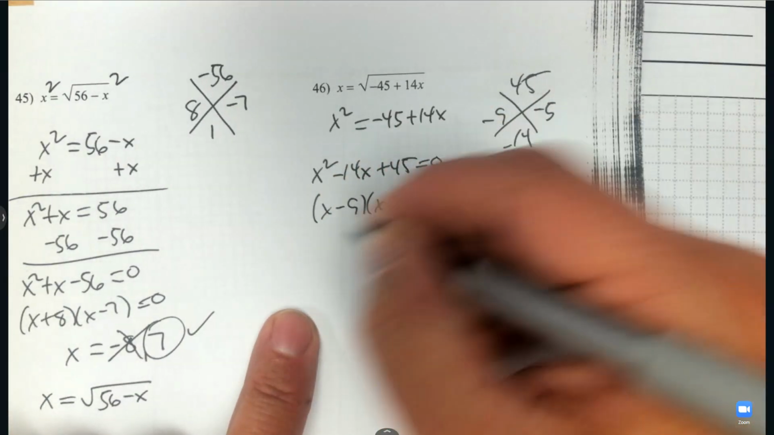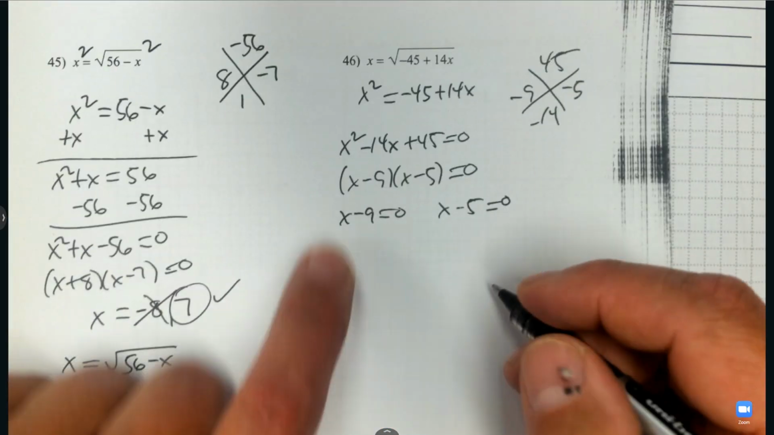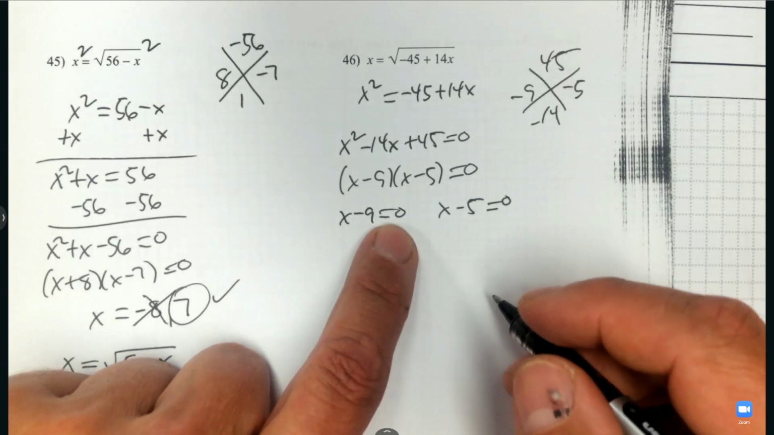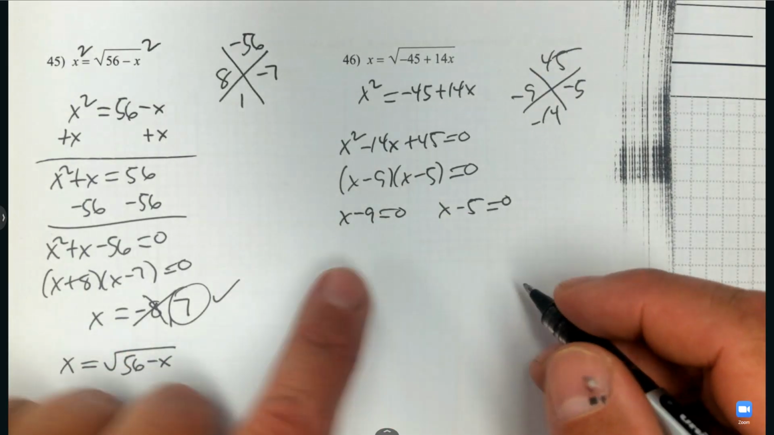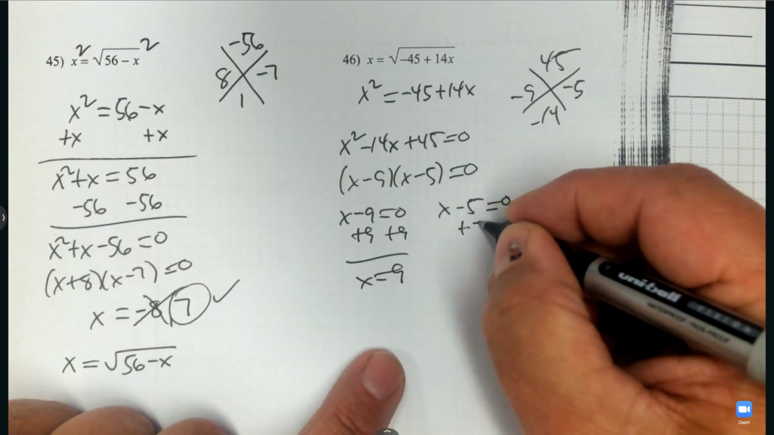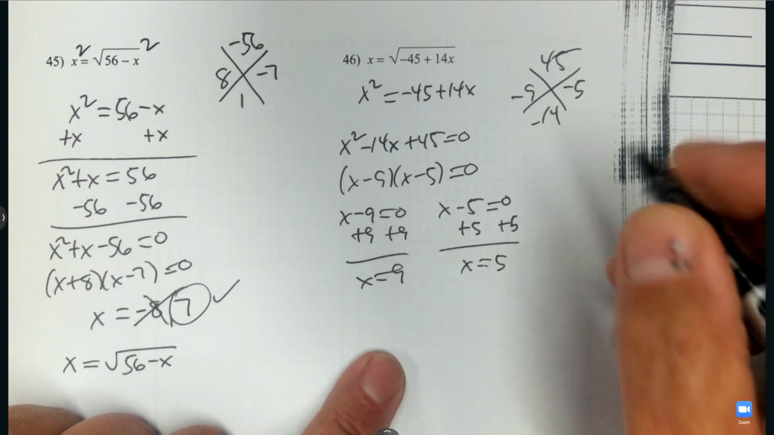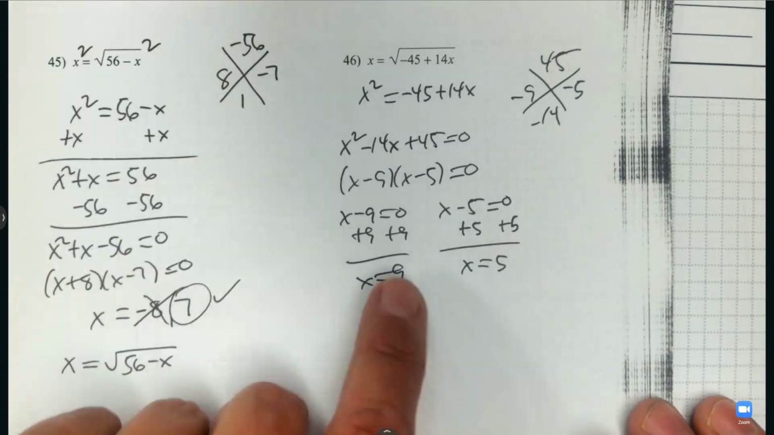We can also do it this way. We can take each factor equal to 0 and solve it. So take x minus 9 equal to 0, x minus 5 equal to 0, add 9. One solution is 9, add 5. Another solution is 5. And then make sure this gives positive value.